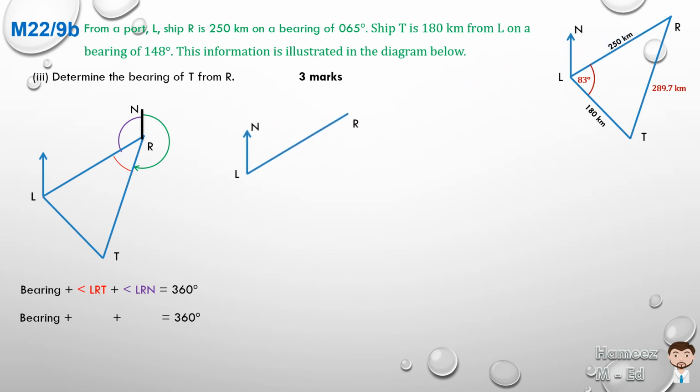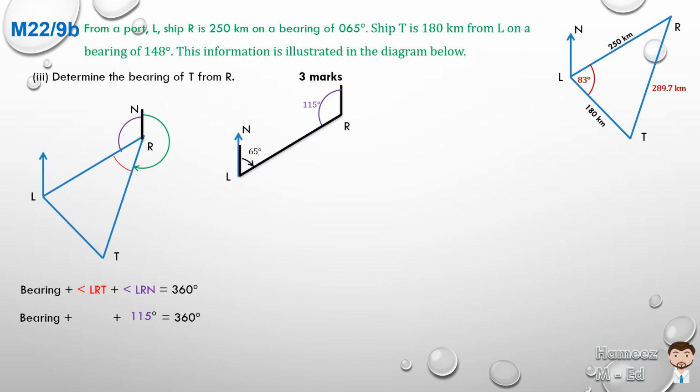So let's extract from the diagram L and R, and let's put a north line on both of them. So we have two parallel lines with a transversal. And we know 65 degrees, that was given. And if we have 65 degrees, can we find the other angle, the one in purple, LRN? The two angles are interior angles, meaning they add up to 180 degrees. So if one angle is 65 degrees, the other angle will be 115 degrees. So we found LRN, so you could substitute that, 115 degrees.